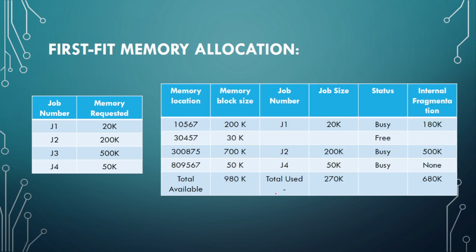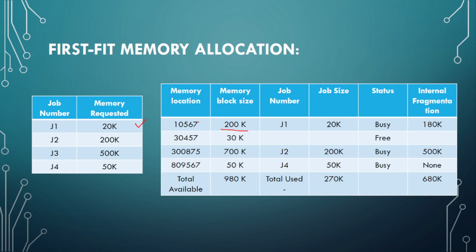Here we can see first we have to accommodate 20 kilobytes of requested memory for job 1. Here we have available memory block sizes 200 KB, 30 KB, 700 KB and 50 KB. Now for a job of 20 KB, we need a block equal to or more than 20 KB. So the first available free block here is 200 KB. So we allocate 200 KB to the process that needs only 20 KB, which leads to internal fragmentation of 180 KB.